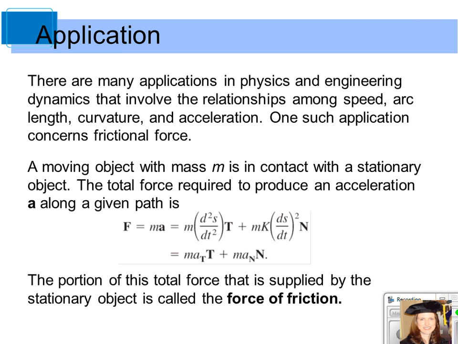F, that's your vector for force, is equal to mass times the acceleration vector. Now you can also write this in terms of the tangent and a normal vector using the tangential and normal components of acceleration. The portion of this total force that is supplied by the stationary object is called the force of friction.